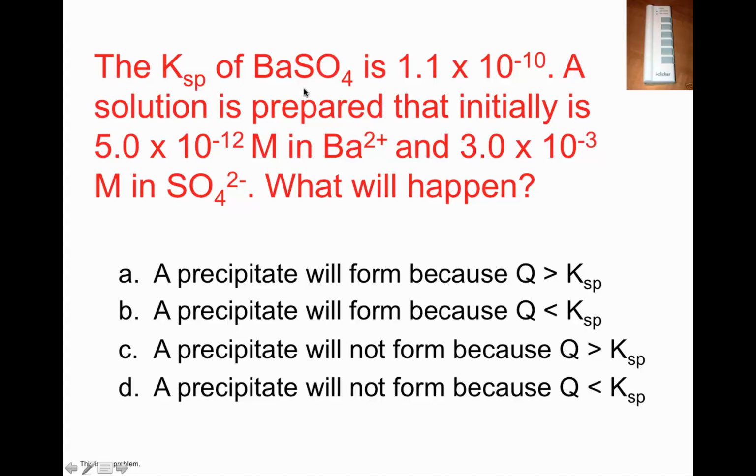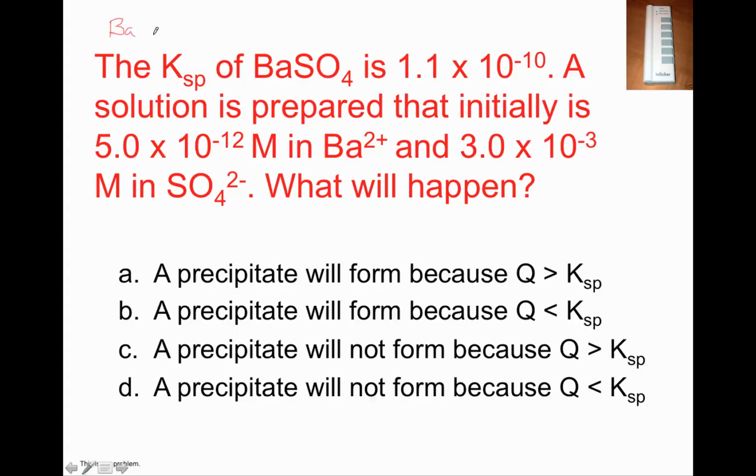Let's see, Ksp for barium sulfate is this small number. A solution is prepared that is initially 5 times 10 to the minus 12 molar in Ba2+ ion and 3 times 10 to the minus 3 molar in sulfate. What will happen? Okay, so this is now an application of the concept that we just learned.